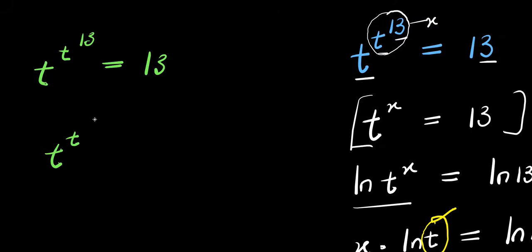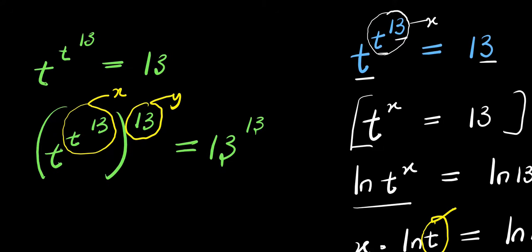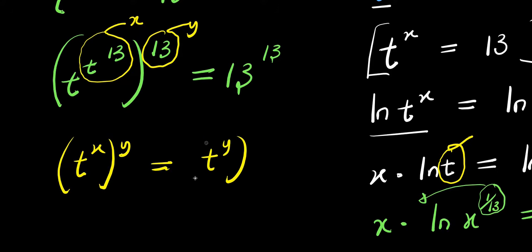I have t^13, and this is raised to the power of 13, equals 13^13. So what I can do will be, I will simply treat this as a unit, maybe x, and this is my y. So if I have (t^x)^y, this equals (t^y)^x. So let me do that.